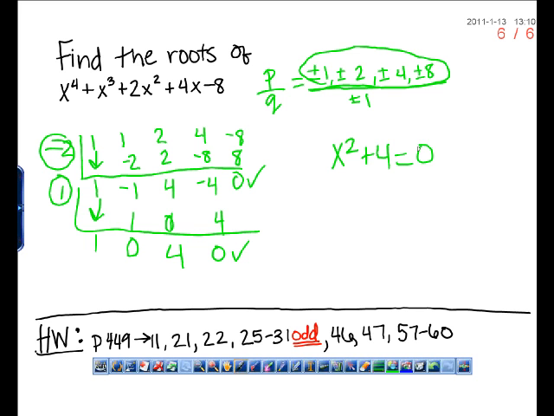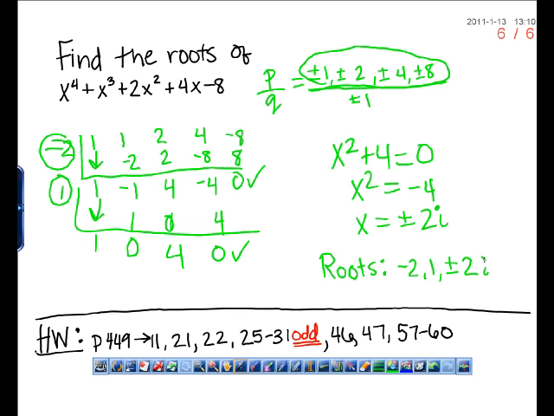Set that equal to 0. Let's find our roots. x squared equals -4. What does x equal? Plus or minus 2i. So our roots are -2, 1, and plus or minus 2i. Do I have the right number of roots? Yep, 4 roots. Questions?